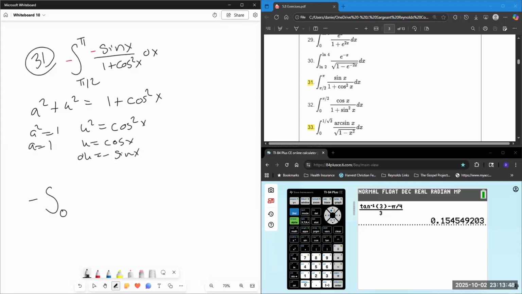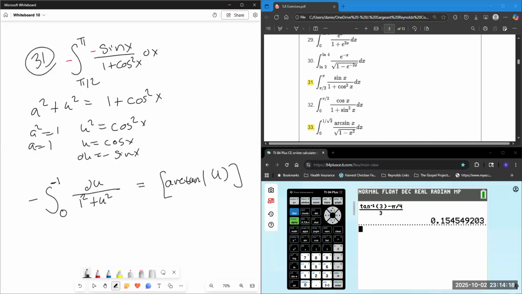Cosine of pi is negative 1. Then I have 1 squared plus u squared and a du up there. So this is going to be negative 1 over 1 is 1. Arc tangent of u over 1 is going to be u, evaluated from 0 to negative 1.